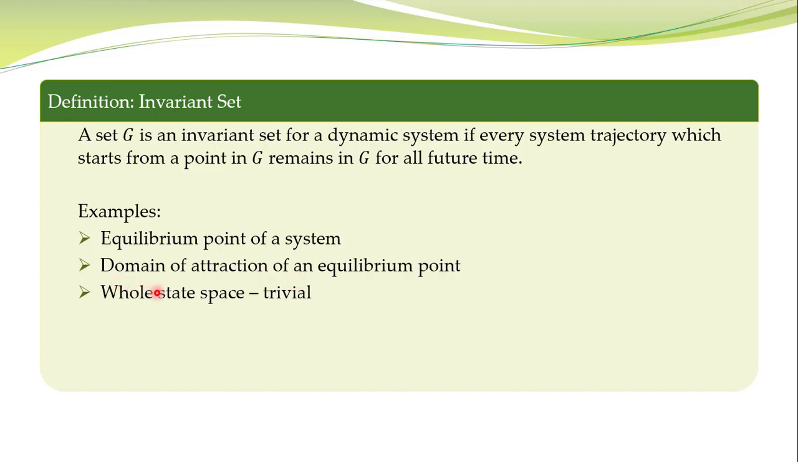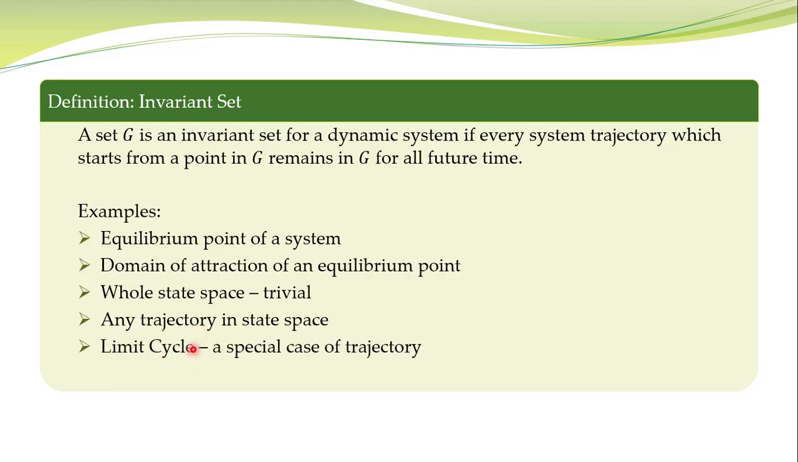The whole state space, that is a trivial case. Trajectories will of course start from the state space and stay in that state space. Any trajectory in state space is also an invariant set. If you have some trajectory, you start from this trajectory, you will stay on that trajectory.